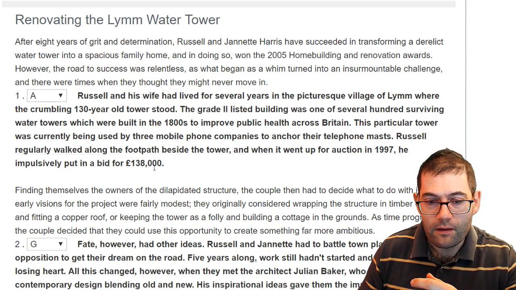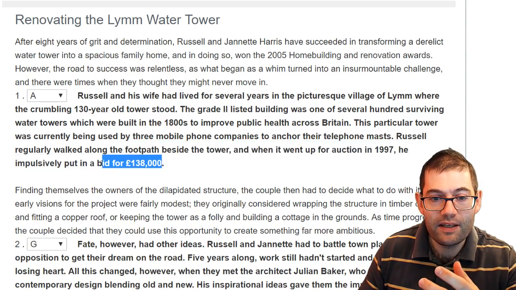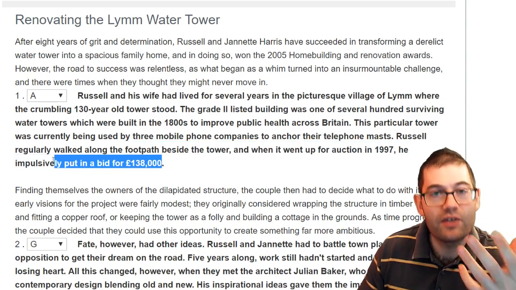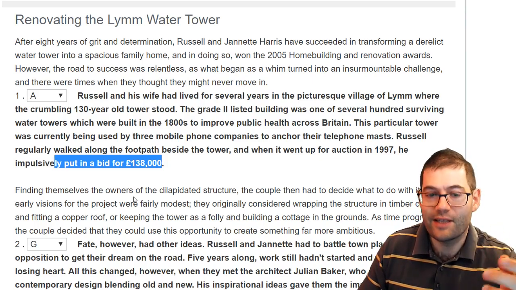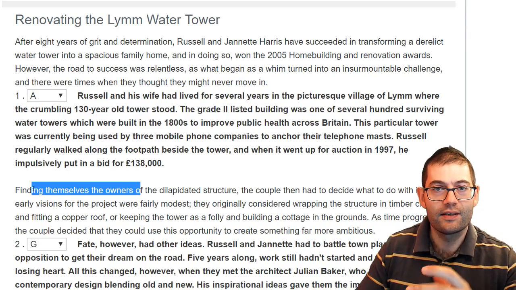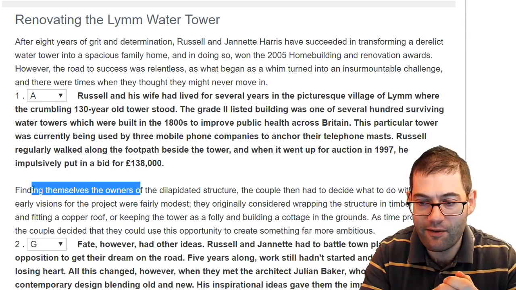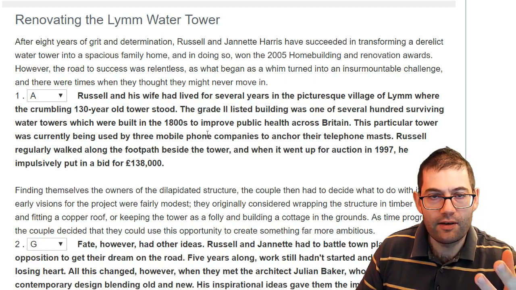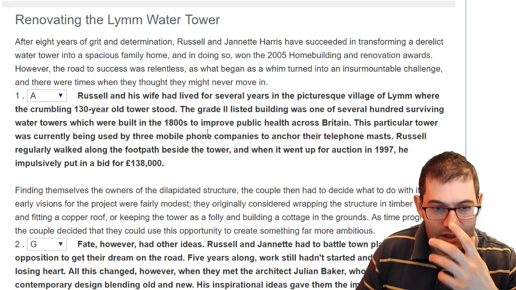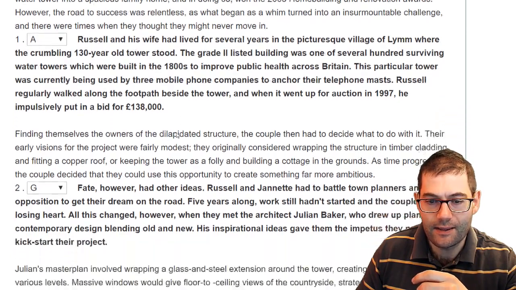And of course, if you put in a bid, it means that you're taking part in an auction. If you take part in an auction and you win, then you become the owners of whatever it is that you've won. And that, of course, links straight to the beginning of the next paragraph. So here, there are clear vocabulary and context links to explain why A is the answer.